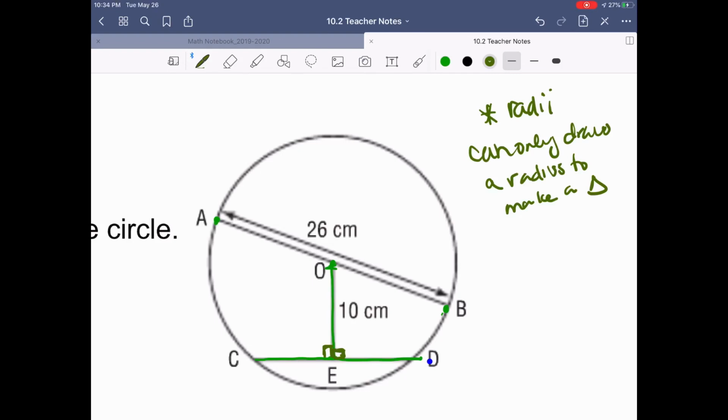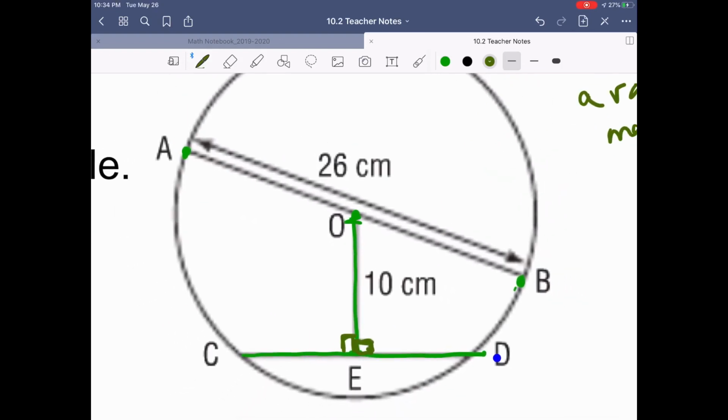So where can we draw a radius to make a triangle with part of this line? Well, this is the center, so you can actually draw a radius from here to here. And we know that the radius would be half of 26, which would be 13. Or you can draw a radius from here to here, which would also be 13 centimeters. So you actually don't need the diameter that they drew for you at all. The only reason you need the diameter is to know the length of the radius.